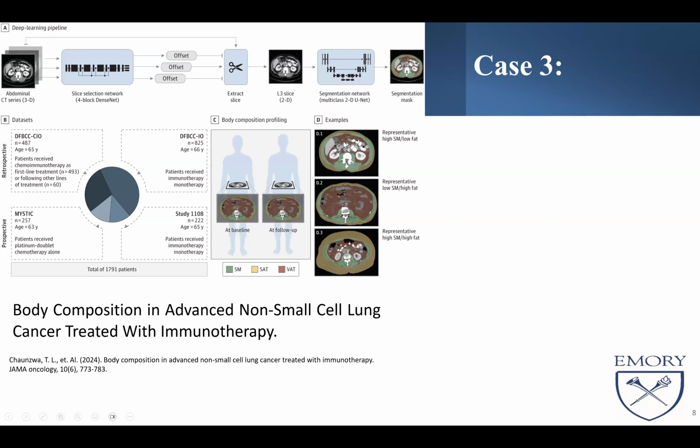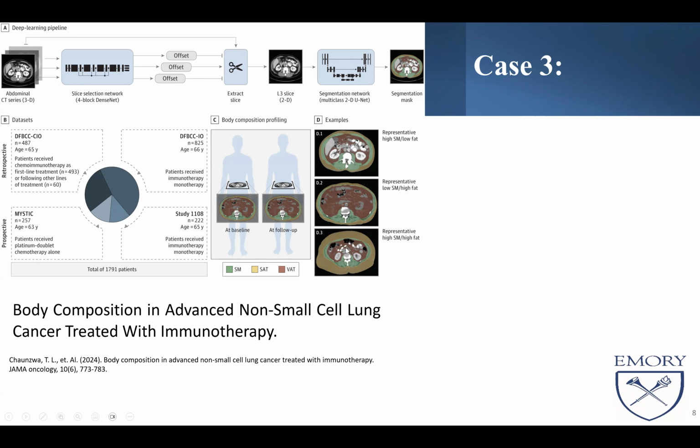And if you look at the brown one, that is the visceral fat. So if you look at this first image, you discover that the skeletal muscle is very high for this patient, whereas the subcutaneous fat is very low. However, if you look at this patient, the skeletal muscle is very low. But what happened? The visceral fat specifically is super large.